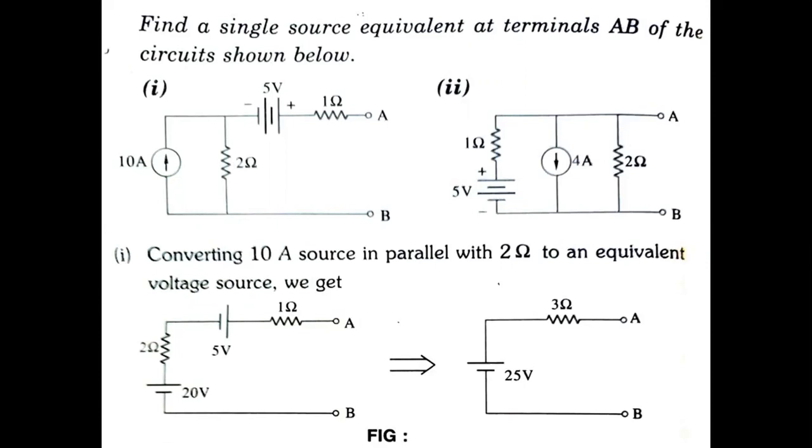For this one, here also we need a single source equivalent circuit at the terminals AB, but one is a current source, the other one is a voltage source. So first you convert this current source into voltage source. By converting this into voltage source, you will get 10 into 2, that is Vs, 20 volts, in series with 2 ohms. So now VAB is equal to plus 5 plus 20, 25 volts. And resistors are in series, 2 and 1. 2 plus 1, 3.